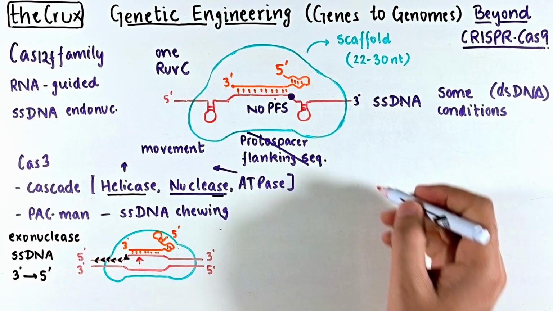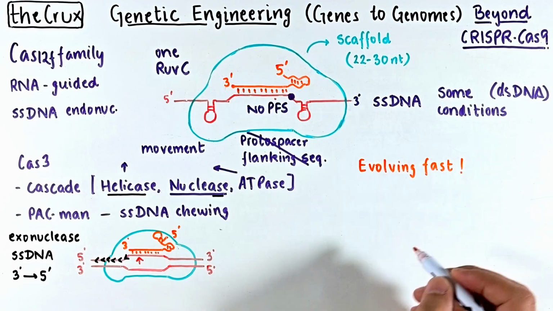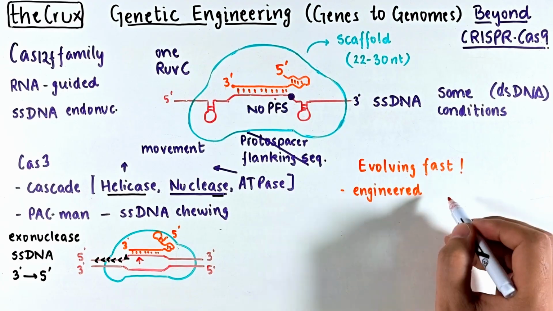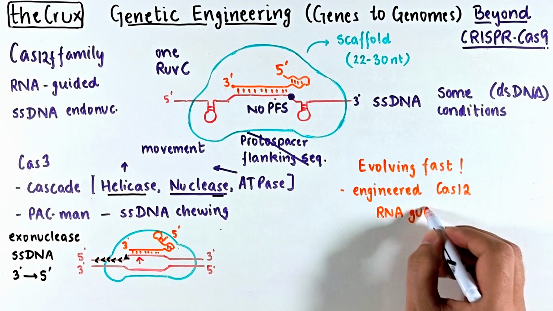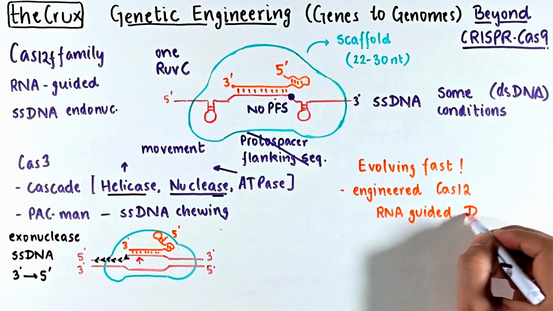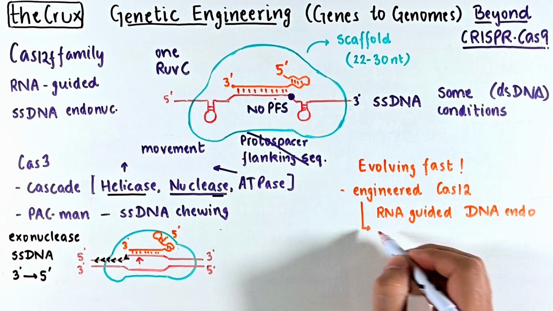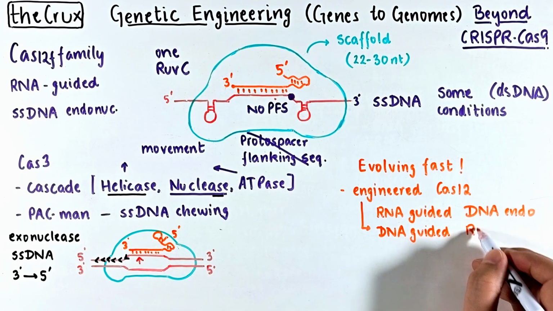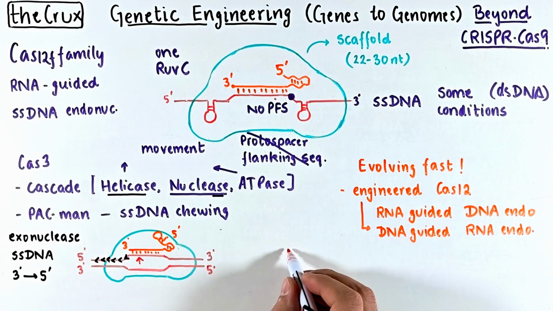I made this video to show that the field of CRISPR systems and genome engineering is evolving very fast. There are so many things to talk about. For instance, a group of researchers in China engineered a Cas12a, which we discussed is an RNA-guided DNA cleavage enzyme. But this group in China reversed the specificity and published a variant that is guided by DNA and instead cuts RNA.